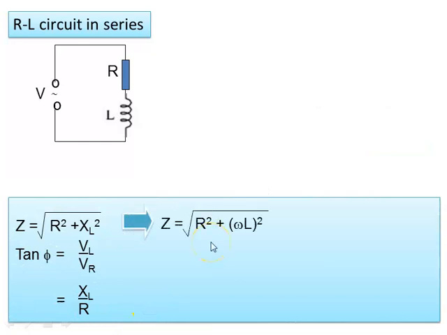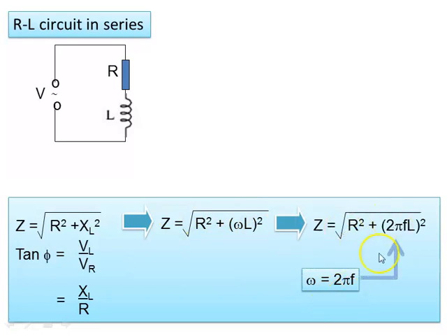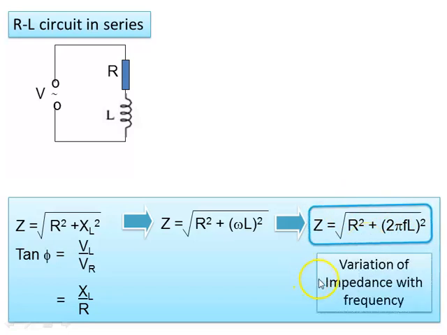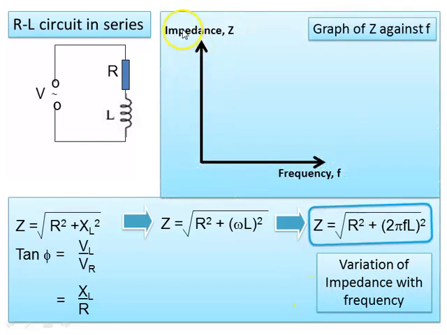And we can substitute XL equals omega L into the equation, and also substitute omega equals 2 pi F into the equation. Okay, from this equation, Z equals square root of R squared plus bracket 2 pi FL squared, we can see the variation of impedance with frequency. So by sketching the graph of impedance Z against frequency, R is constant, we draw a straight line here.